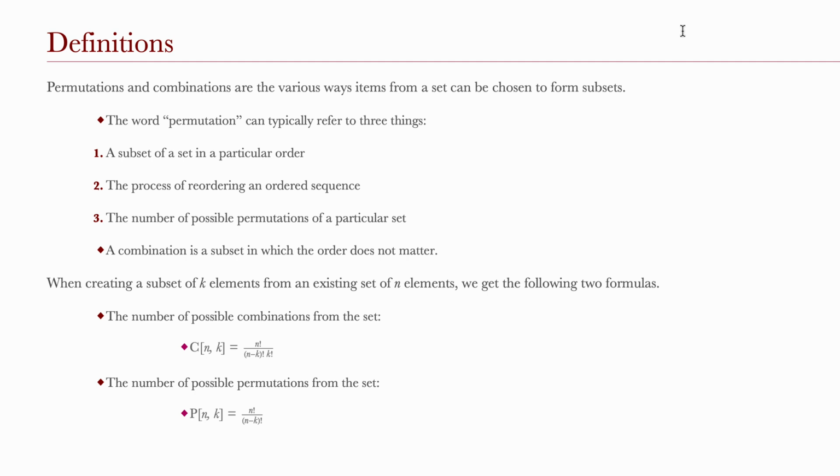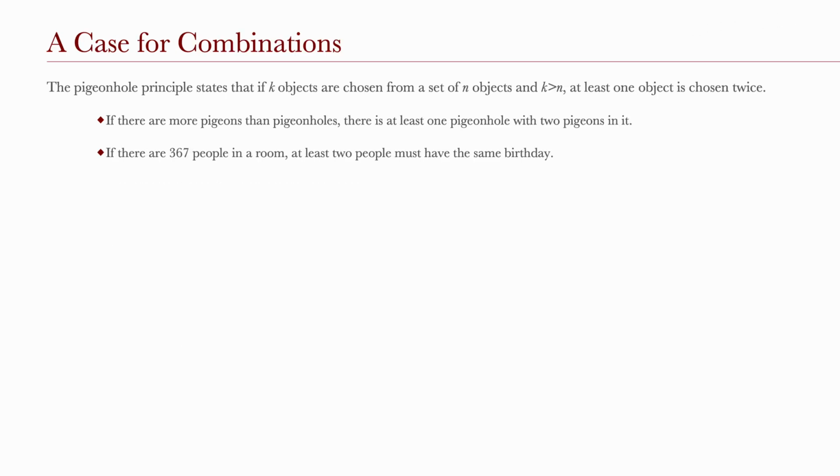So, when creating a subset of k elements from an existing set of n elements, we get the following two formulas. The number of possible combinations from the set, often denoted C of n comma k, is equal to n factorial over n minus k factorial times k factorial. The number of possible permutations from the set will be P of n comma k, which is equal to n factorial over n minus k factorial.